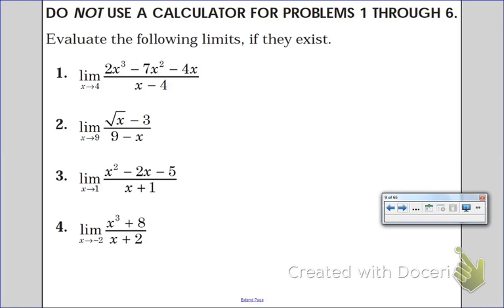All right. So I'm going to give you guys some problems again to do on your own. We'll check our answers in just a minute, but go ahead and try these 4. It says don't use the calculator in problems 1 through 6. When we get to number 7, you guys can use a calculator.